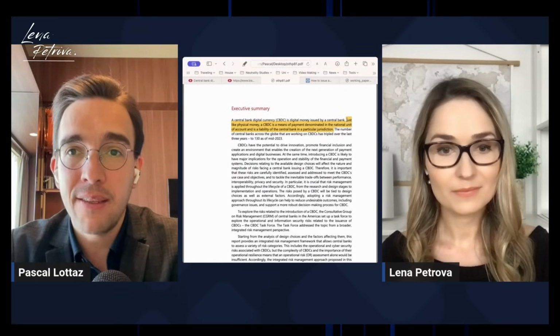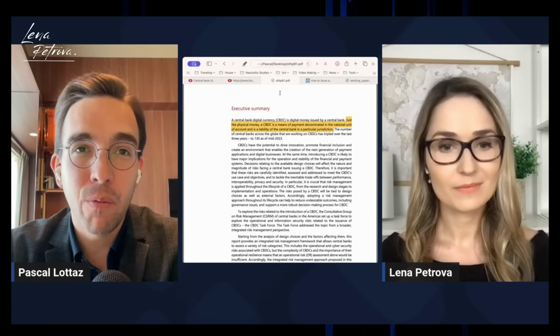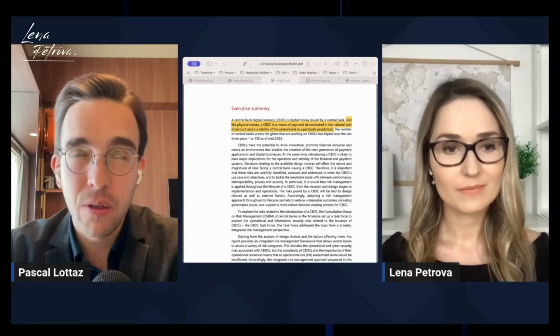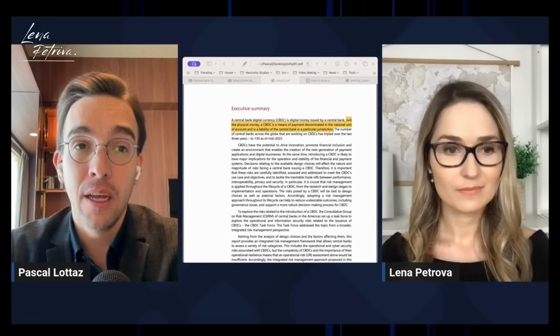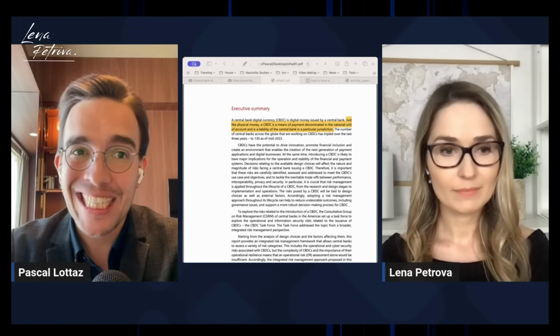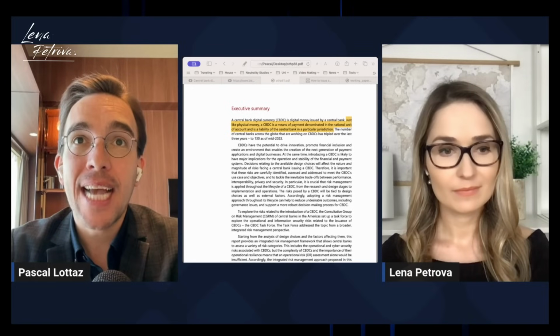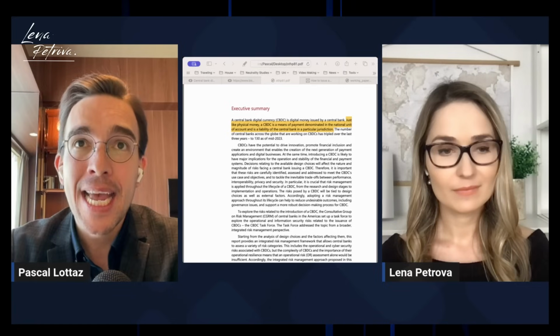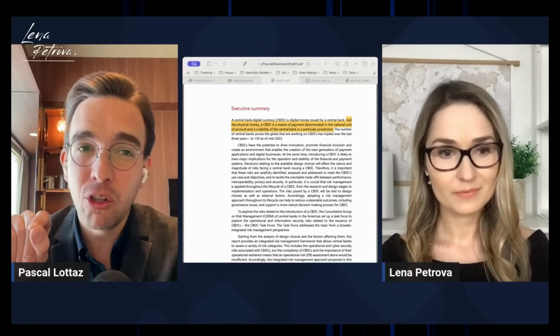Just like physical money, a CBDC is a means of payment denominated in the national unit of account, and it is a liability of the central bank in a particular jurisdiction. So one of the things I think is important about CBDCs is that they are nothing inherently new to central banks. It's just another asset category. What is truly new is that this asset category from the central bank is not physical cash, but digital cash, and digital cash that is available to you and I.